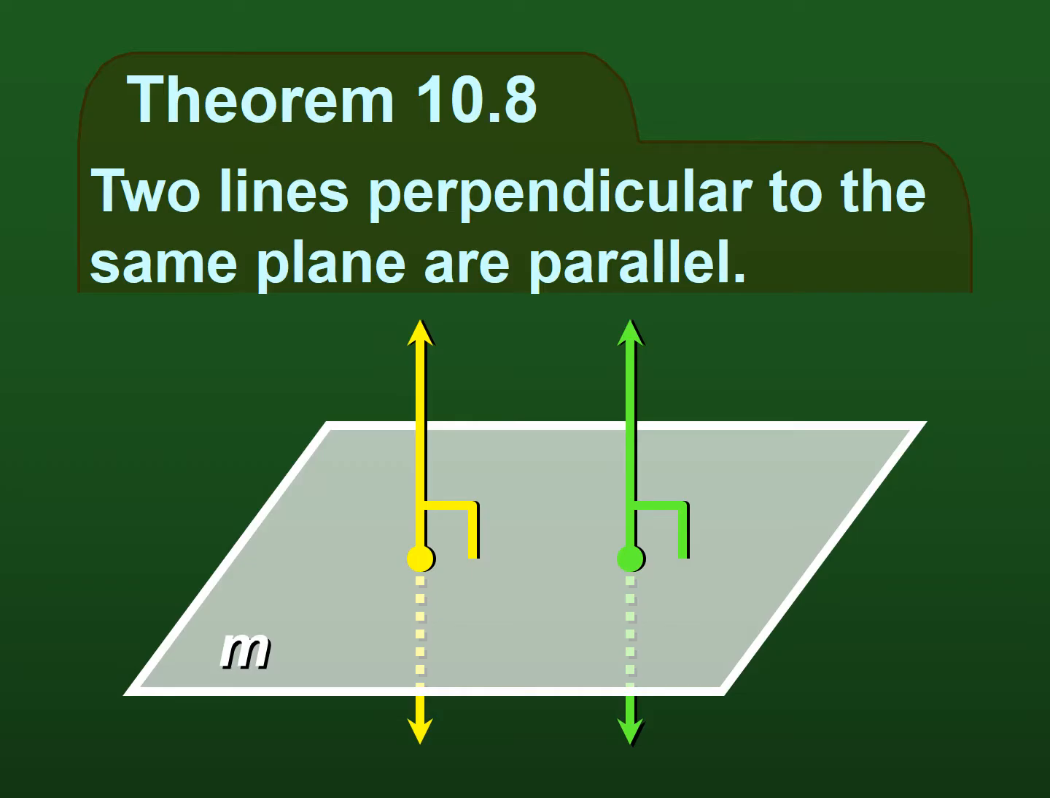Our first theorem says that two lines perpendicular to the same plane are parallel. So in this example, we have this yellow line and we have this green line. Both of them are perpendicular to plane M. And that means, according to this theorem, that the yellow line and the green line are parallel to each other.